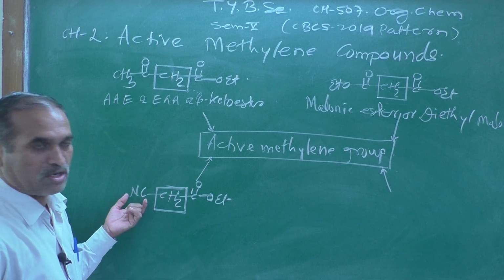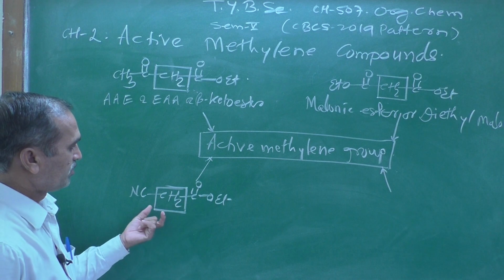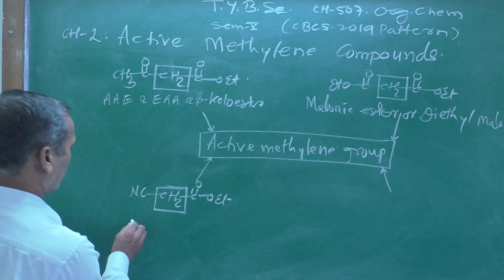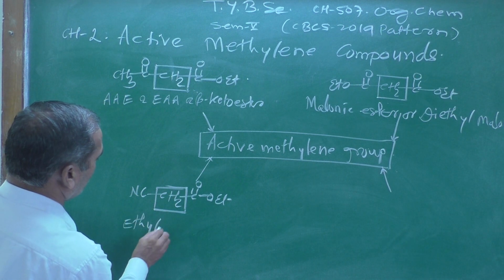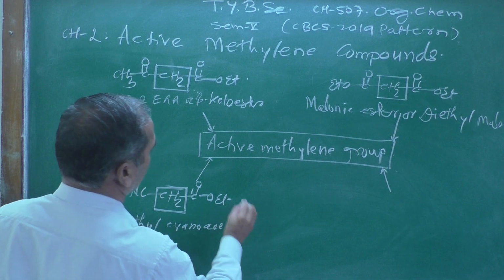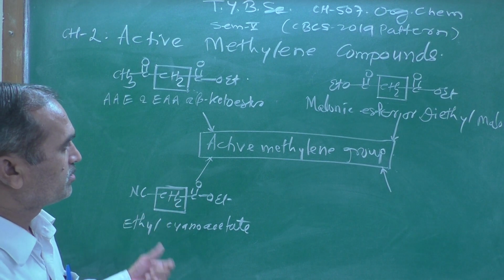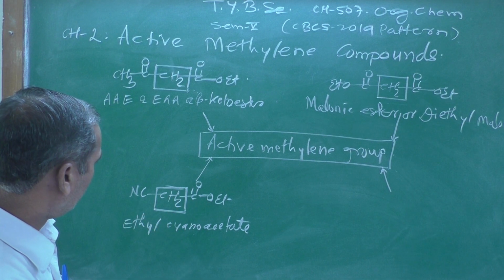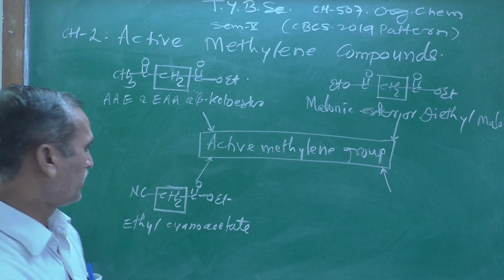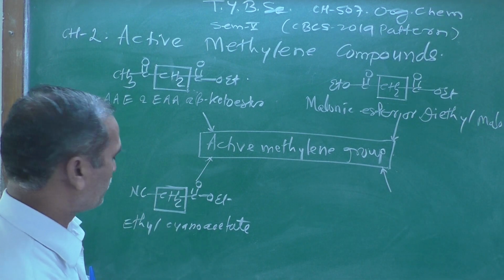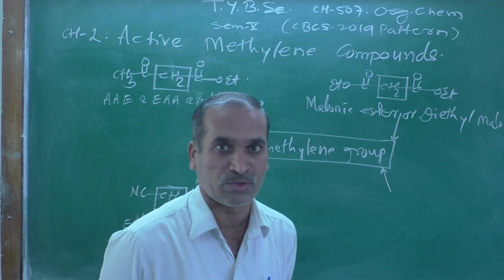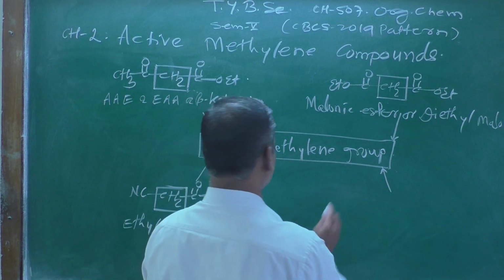Here this is a cyanide or nitrile group, and this is an ester group, and the name of this compound is ethyl cyanoacetate. Now this CH2 group is flanked between two electron withdrawing groups, and therefore such groups are known as active methylene group or reactive methylene group. Let us see one more example here.